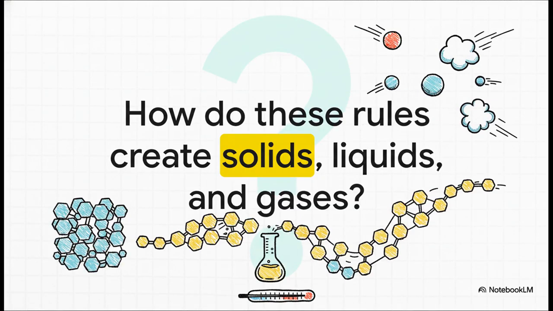So now that we know these 3 rules, the question is, how do they work together to create solids, liquids, and gases? Keep this question in your mind, as it is exactly what we will explore in our next chapter, when we study the states of matter and how they can change from one to another.